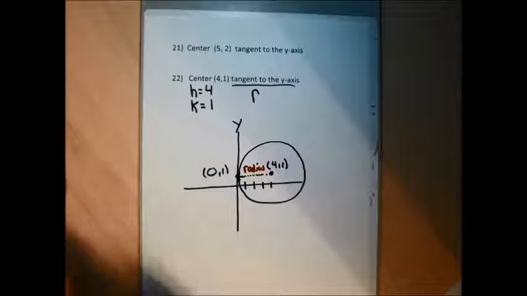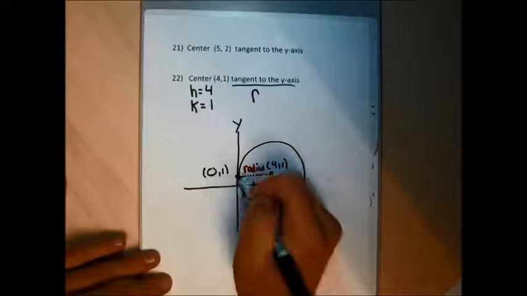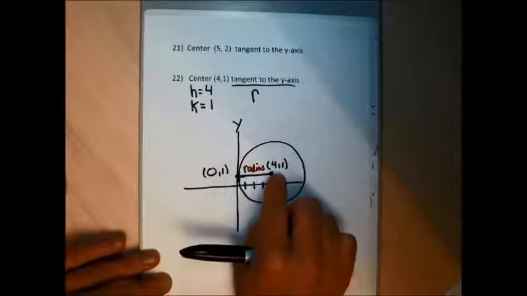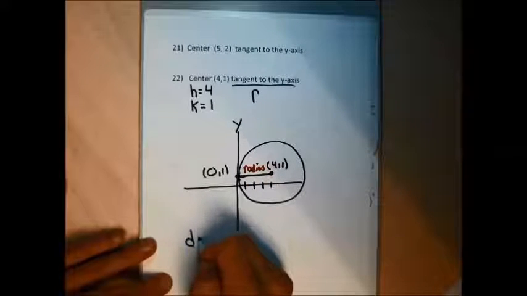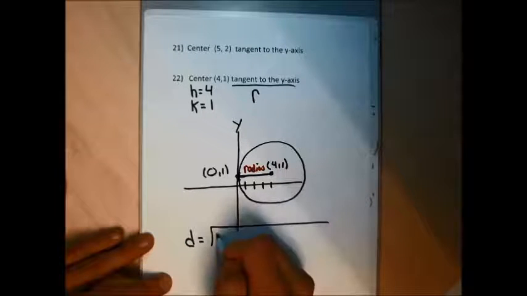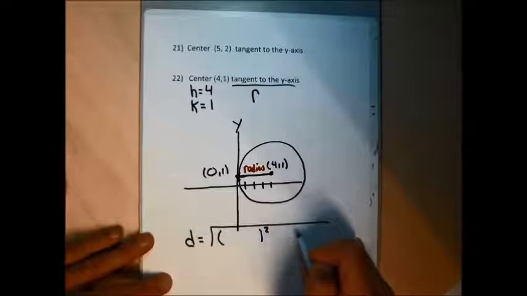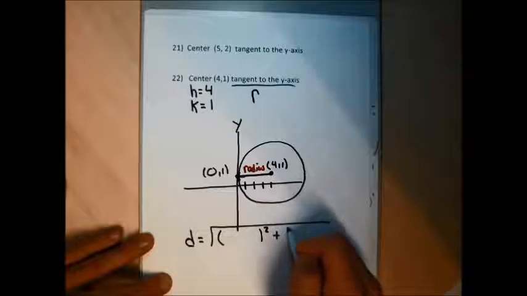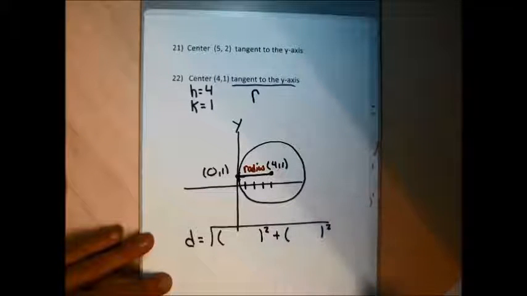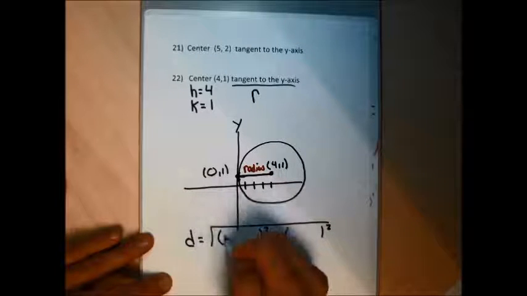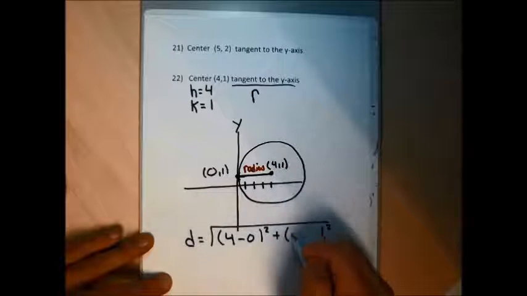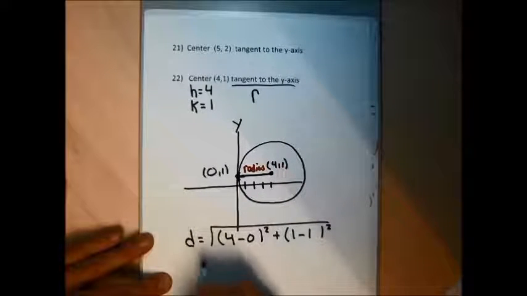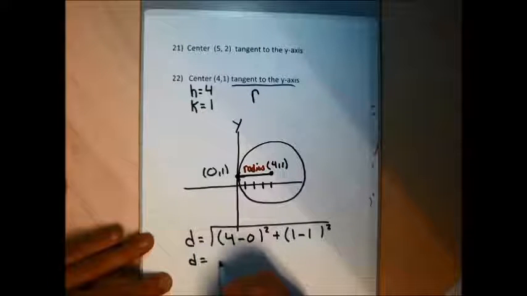And I'm going to find the radius by finding the distance between the 2 points, because that's exactly what the radius is. It's the distance between the center and one of the points on the graph. So the radius is going to be the distance between the 2 points, and that's going to be the square root of the difference of the x's squared plus the difference of the y's squared. So I'm going to go x2 minus x1, which is 4 minus 0 squared, y2 minus y1, which is 1 minus 1 squared, the distance between the 2 points, which is the radius.